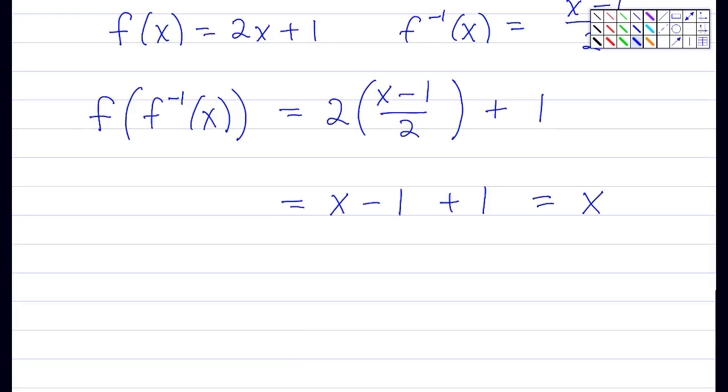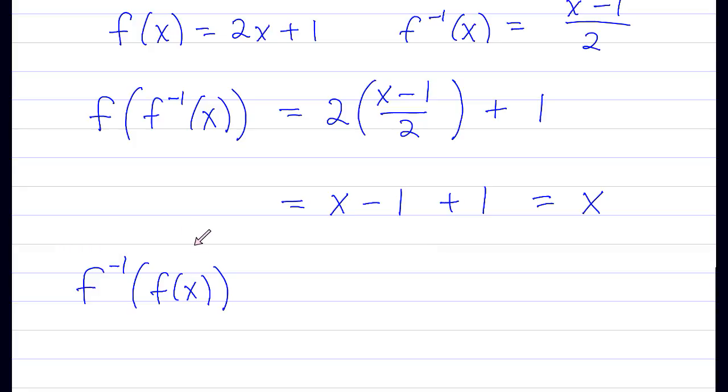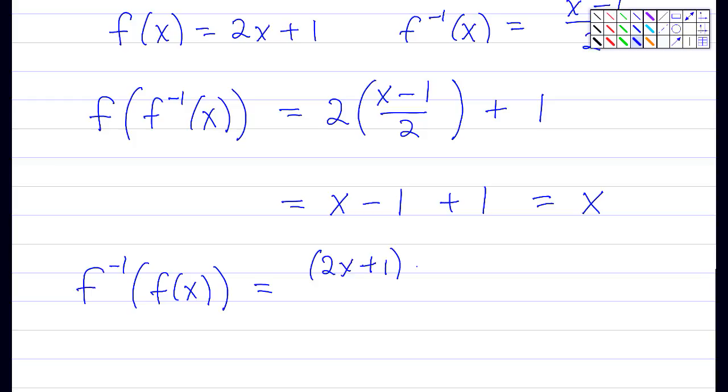Now, to show this for sure, we actually also have to do this as well, which is the same, except now the inverse function is eating the original function. So this is just going to be x minus 1 over 2, the inverse function. I replace the x with this entire function here. So I get 2x plus 1 minus 1 over 2.